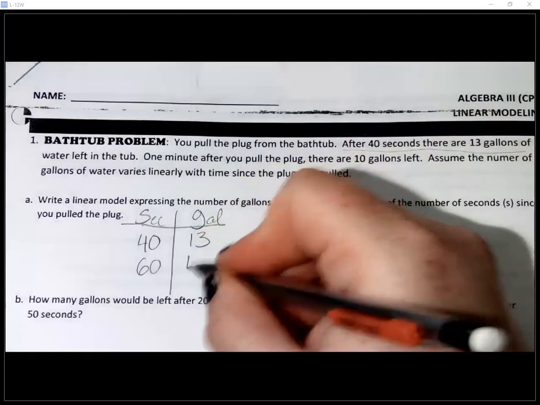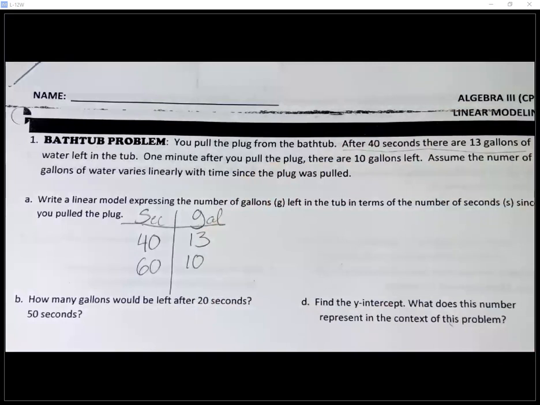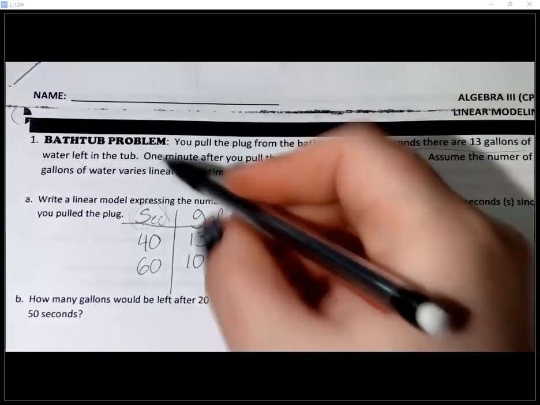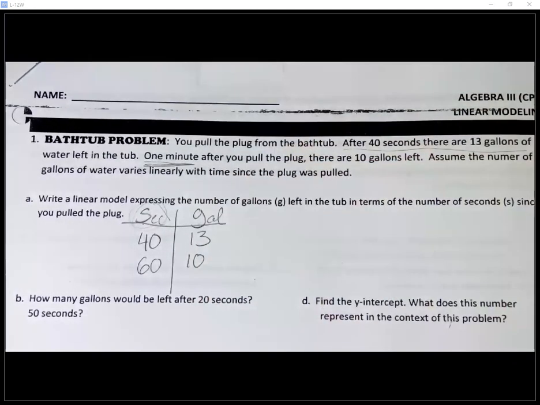But I was hoping that none of you fell into the trap of putting a 1 there, because this is in terms of seconds, right? So although it says 1 minute, that's 60 seconds, right? We're in terms of seconds here. So 60 seconds after I pull the plug, I have 10 gallons left. Now we can go ahead and find the slope. Go ahead.